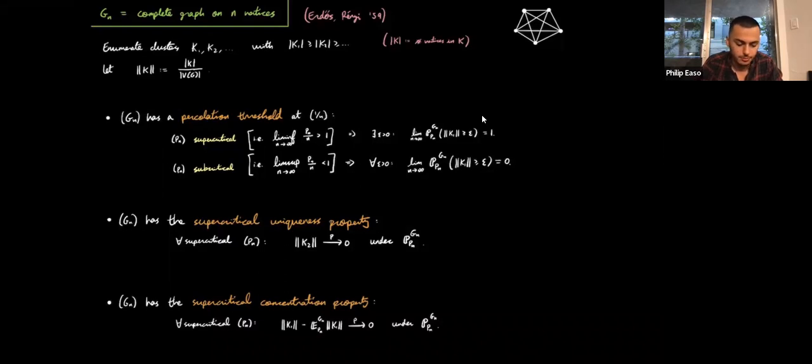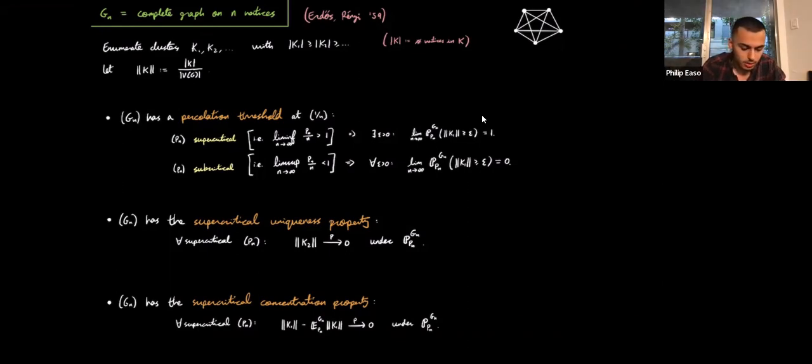So in a given percolation configuration, we're going to enumerate the clusters, the connected components, K1, K2, and so on, in decreasing order of the number of vertices they contain. So this absolute value of K1 means the number of vertices in it. And then this norm of K is not a norm, but it's the proportion of vertices contained in the cluster K. So the proportion of vertices in the total graph that belong to this particular cluster.